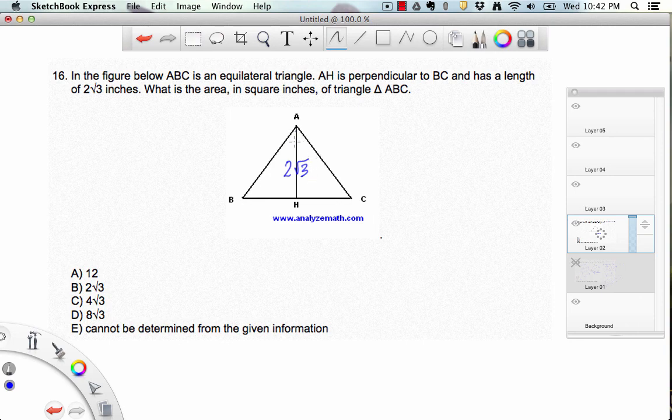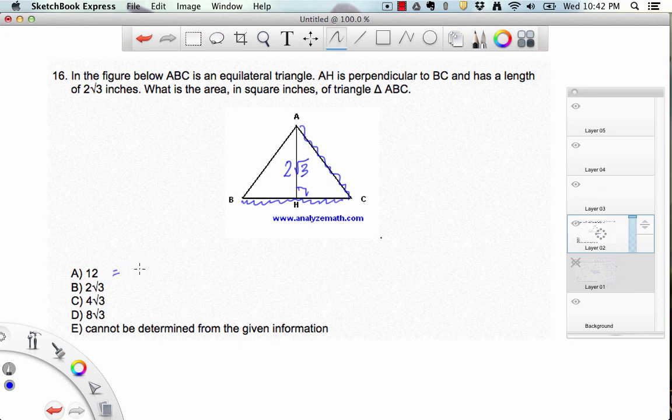Okay, so what we're given is the length of the altitude. However long this is, we know it's longer than this length, because this is a slant from here to the opposite side, and this is that perpendicular shortest distance. So whatever that base is that we are looking for, it's got to be bigger than this value.